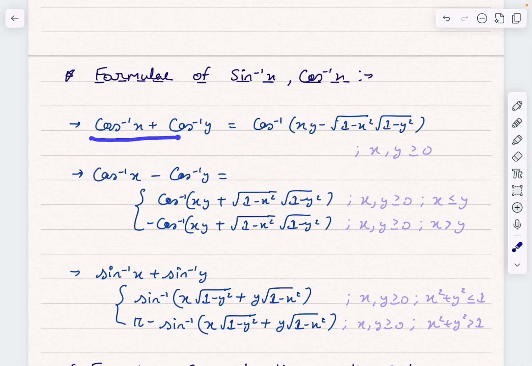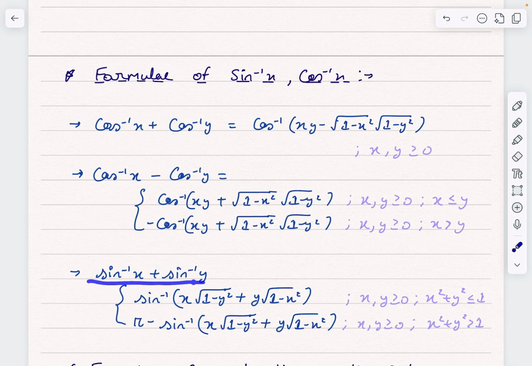Cos inverse x plus cos inverse y will be cos inverse of xy minus root (1 minus x square) into root (1 minus y square) when x and y are greater than or equal to 0. Cos inverse x minus cos inverse y is cos inverse of xy plus root (1 minus x square) root (1 minus y square) when x and y both are positive and x less than or equal to y, and there will be negative outside if x and y both are positive and x more than y.